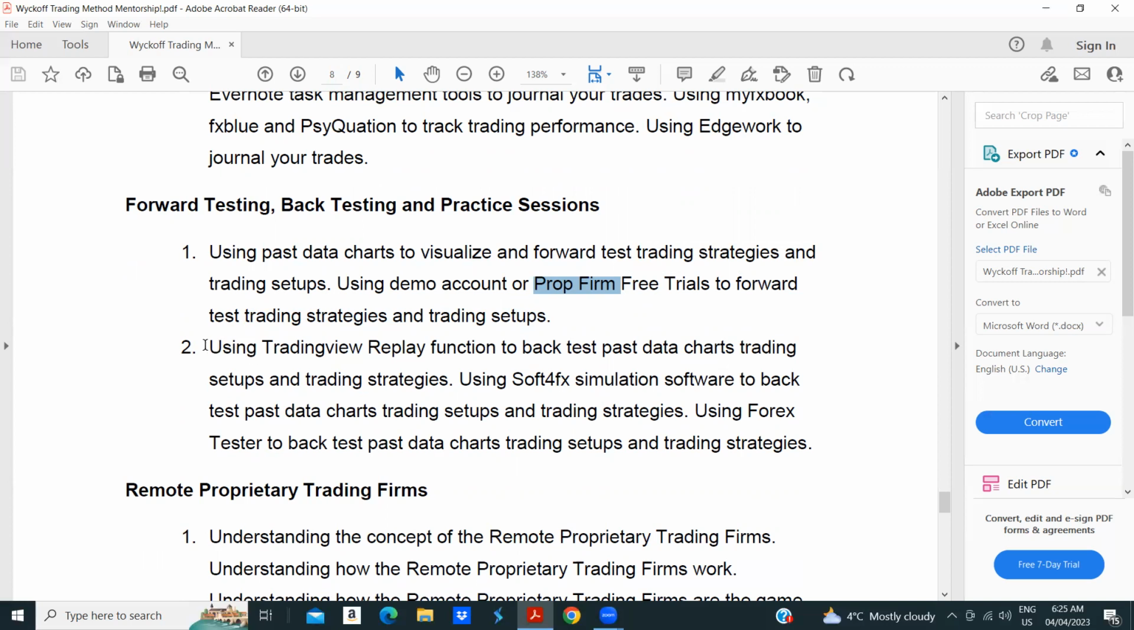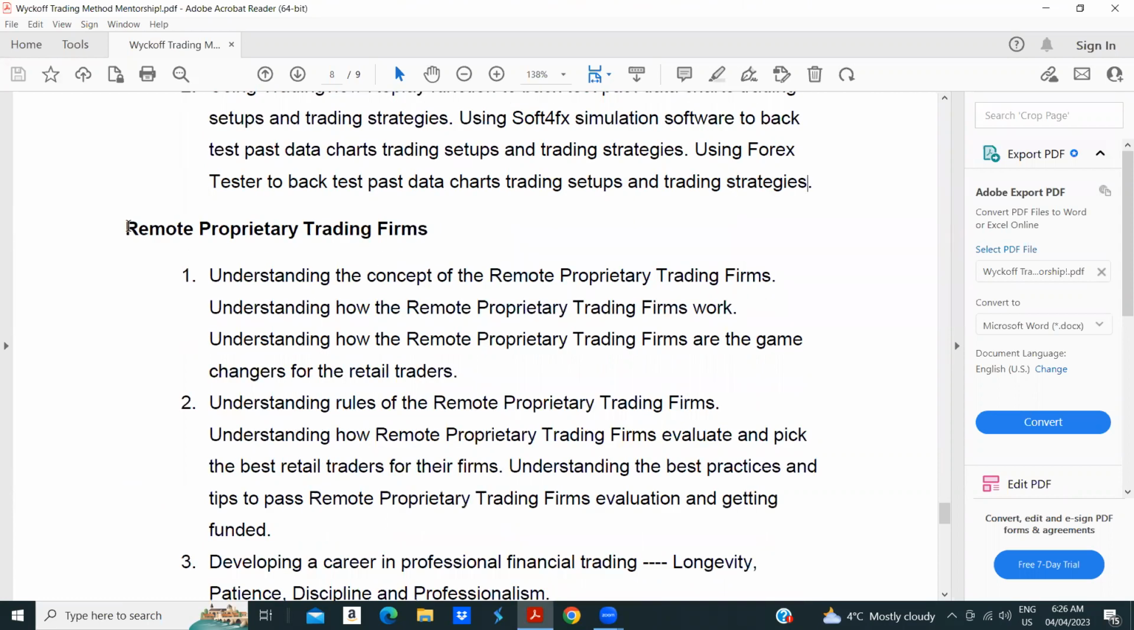We will learn how to use the TradingView replay function to backtest past data charts, trading setups, and trading strategies. Then we will employ Forex simulation software to backtest past data charts, trading setups, and trading strategies. And we can also use Forex Tester to backtest past data charts, trading setups, and trading strategies.